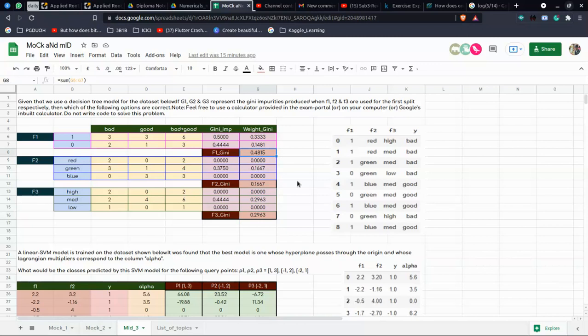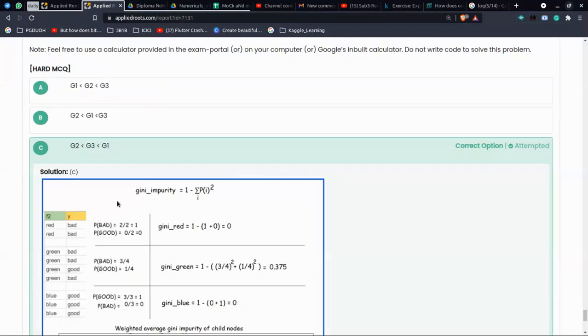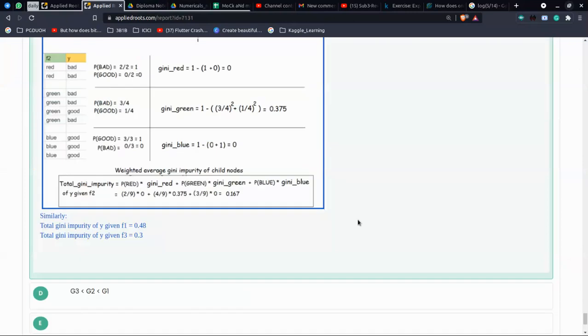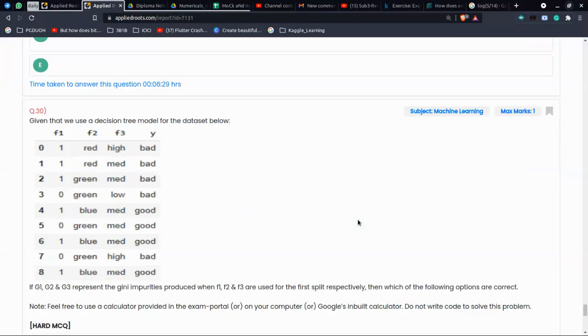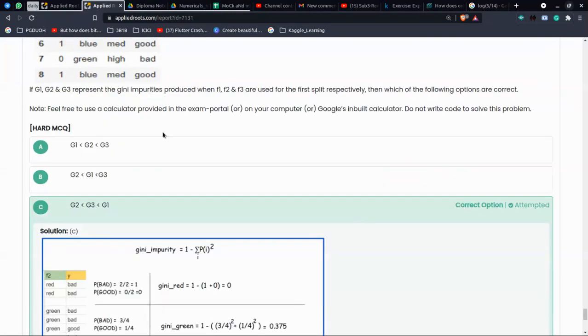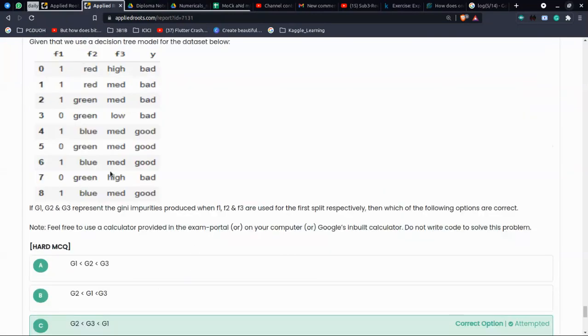So g2 is the smallest and g1 is the highest, correct? Any questions, guys? Any doubt in the Gini impurity? For practice, if you want a question, you can calculate the entropy, just for fun.